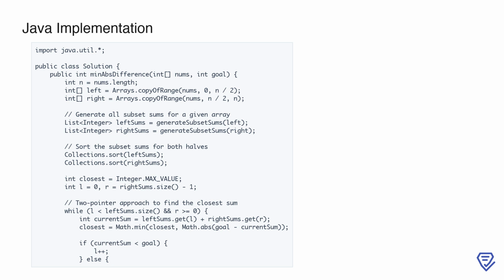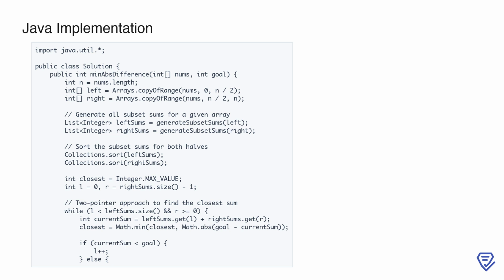Next, we generate all possible subset sums for each of these halves by calling the generateSubsetSums method, which we will discuss later. These subset sums are stored in lists called leftSums and rightSums. To optimize the process of finding the closest sum, we then sort both lists in ascending order using Collections.sort. After this, we initialize the variable closest to store the minimum absolute difference encountered so far, starting with Integer.MAX_VALUE. Finally, we set up a two-pointer approach, with one pointer starting from the smallest value in leftSums and the other starting from the largest value in rightSums.